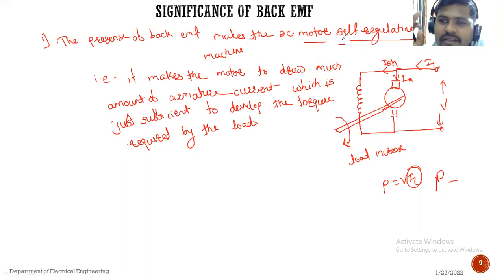ओके. जर बॅक ईएमएफ मशीन मध्ये प्रेझेंट असेल, that means presence of back EMF, it will make the DC motor a self regulating machine. तो स्वतः रेग्युलेटिंग मशीन बनवतो बॅक ईएमएफ, राईट नो. So that means the back EMF, it will make the motor as a self regulating machine. सेल्फ रेग्युलेटिंग मशीन. आता सेल्फ रेग्युलेटिंग मशीनचं मिनिंग काय बघा.